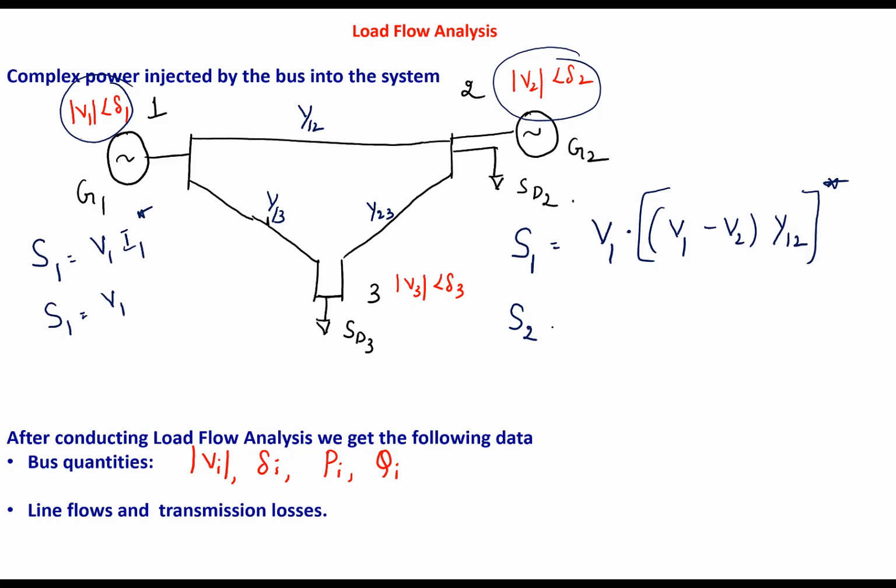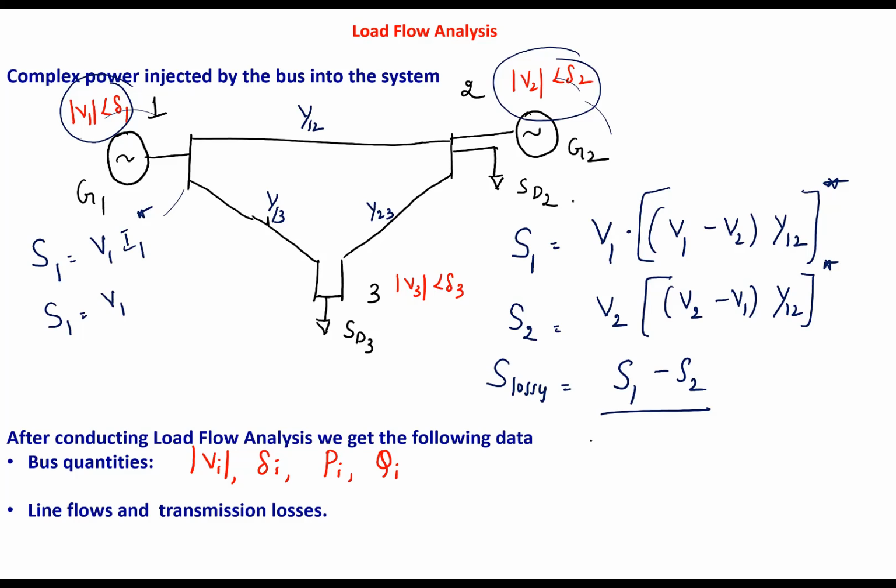Similarly, you can get the S2 value, that is V2 into (V2 minus V1) into Y12, whole conjugate. So now you have the power transferred from bus 1 to bus 2, and from bus 2 to bus 1. Both cannot be the same. Now, if you want to calculate losses in the line, say the S1 value is coming as 1.2 plus j0.3 per unit. The S2 value will come as minus 1.1 minus j0.2, because both values cannot be positive. If one value is positive, the other should be negative.